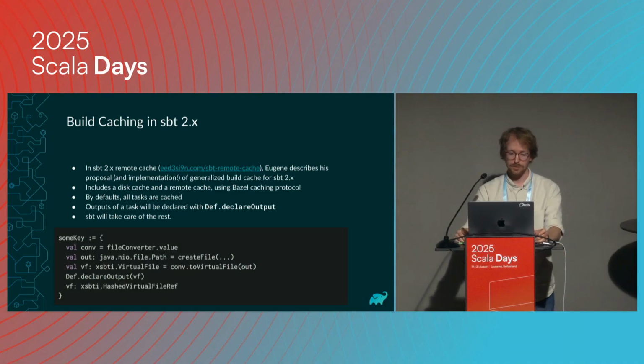By default in SBT 2, I believe all tasks will be cached, but there are a few things that you need to pay attention to in the implementation of your task. Whenever you want to produce some output, you have to declare it. We declare output, and SBT is going to be able to take care of the rest.